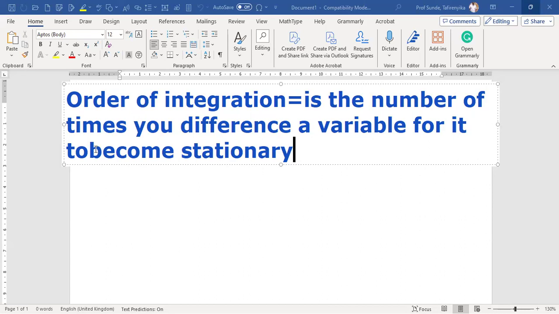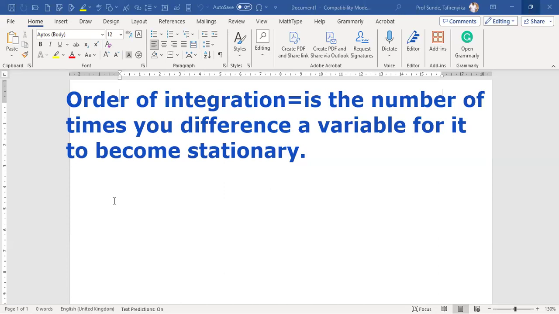For example, if you need to differentiate a variable once for it to become stationary, then we say it is integrated of order one. If the variable is stationary in levels, it means you don't need to differentiate; it's already stationary in levels. So there's no differencing that is required. In other words, the number of times you need to differentiate a variable so that its mean, its variance, and covariance are constant over time, just the way I described it earlier.